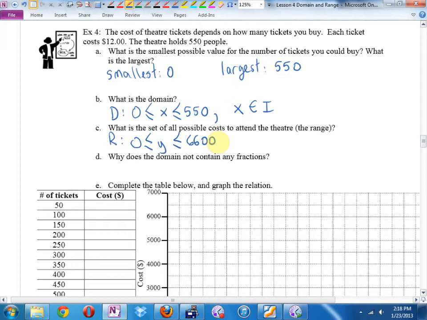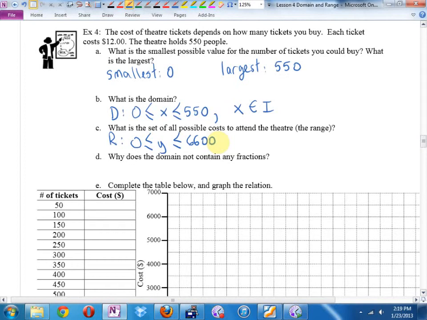Problem. Can you ever pay $10? Can you ever pay $13? What's one ticket, Alex? So can you ever get charged $13? In fact, all you can ever get charged is 0, 12, 24, 36, 48. You can only go up by 12s.